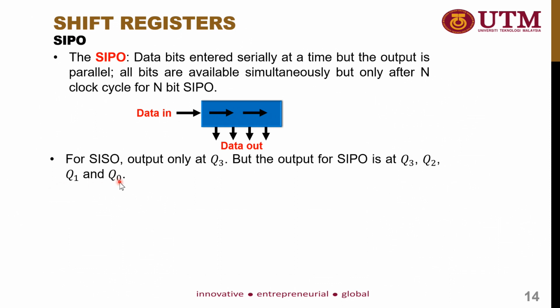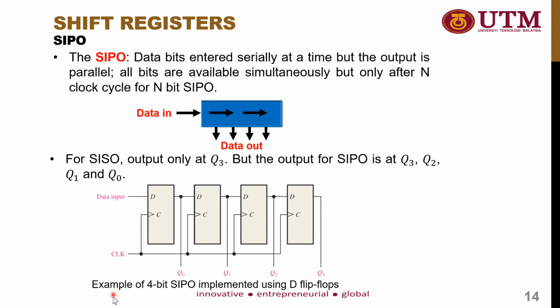So from this statement, it means that for SISO, we only have 2 inputs, which are the data in and the clock. But for SIPO, serial in, parallel out, we have 2 inputs as usual, data in and the clock, and we have a total of 4 outputs: Q3, Q2, Q1, and Q0, which will be simultaneously transferred at each clock cycle. This is the example of a 4-bit SIPO implemented using flip-flops.